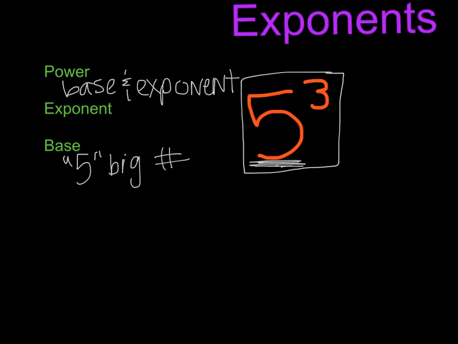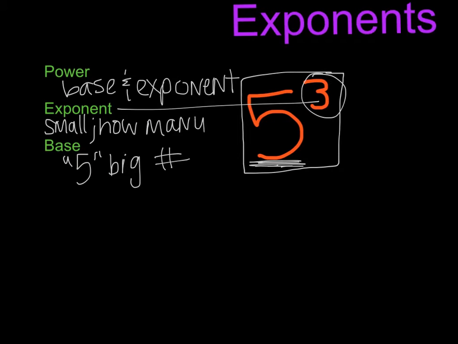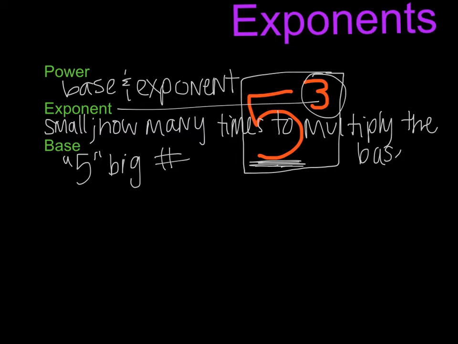The exponent then is the small number. Okay, it's the small one that's raised up. And that is saying how many times, and I'm going to run out of room, but to multiply the base. Okay, so let's do an example here with using 5 to the third.